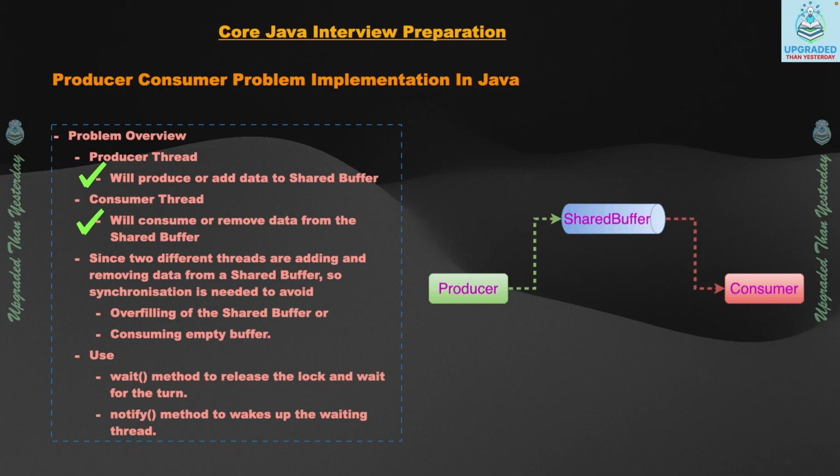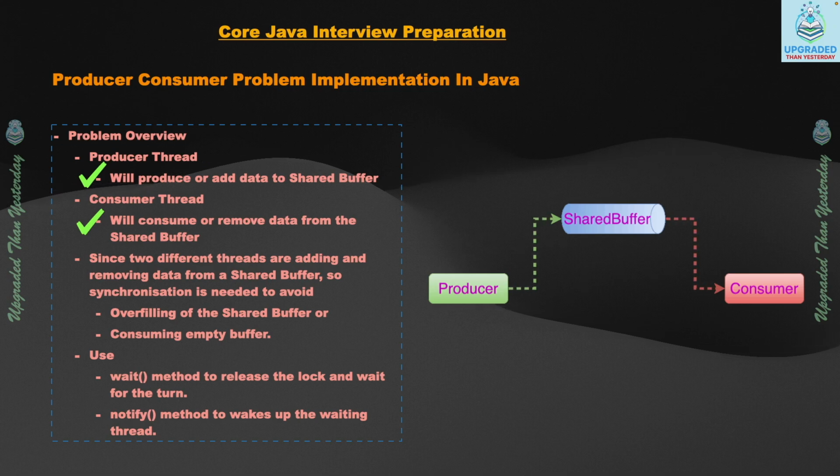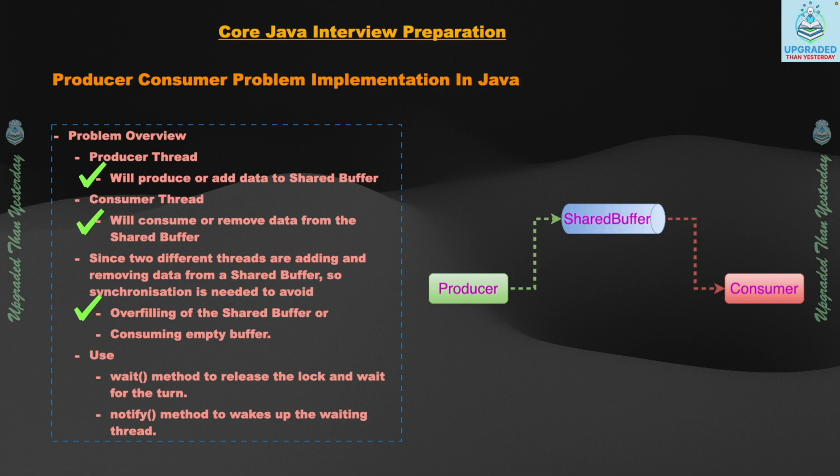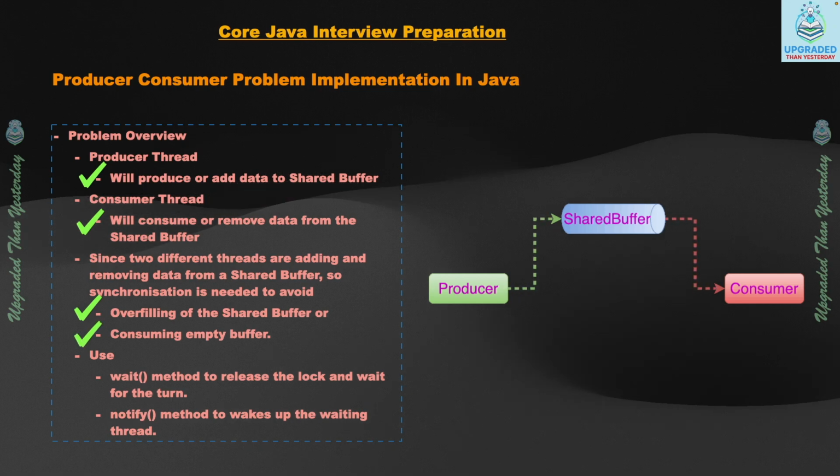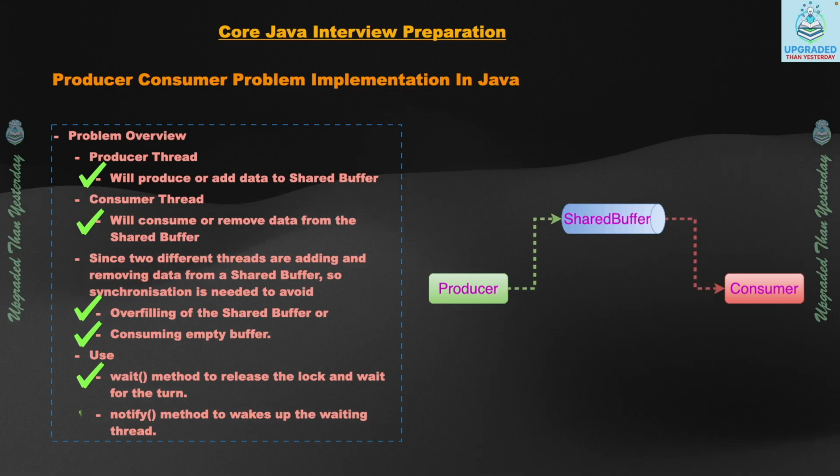In this example, since two different threads are going to operate on the data of the shared buffer, synchronization is needed to avoid overfilling of the shared buffer or consuming empty buffer. Here, the wait method will be used to release the lock from a thread, and the notify method will be used to wake up a waiting thread.